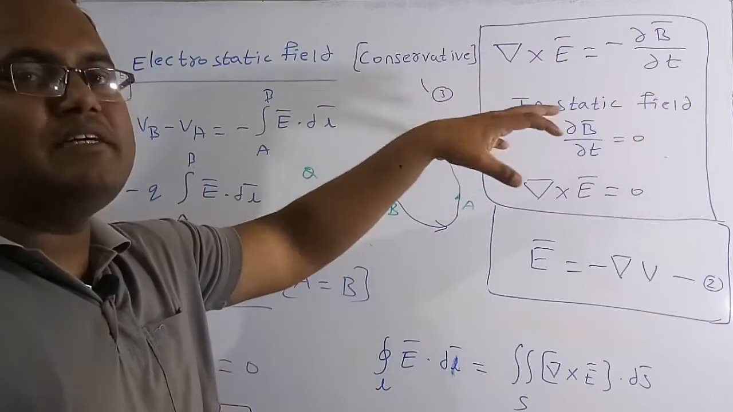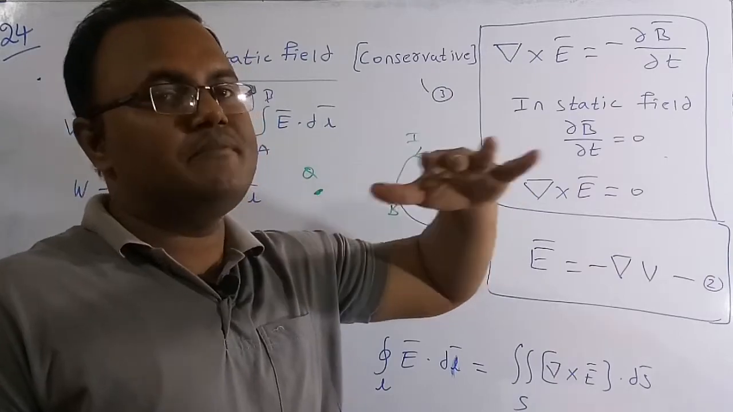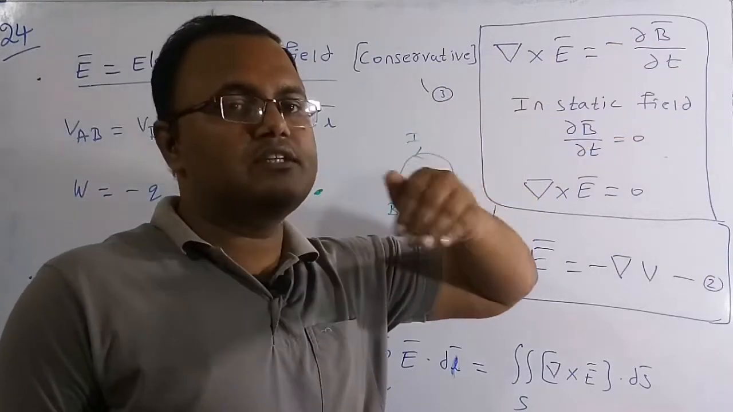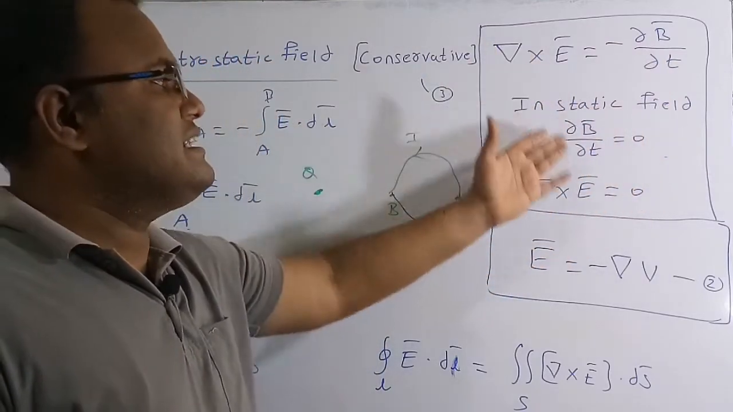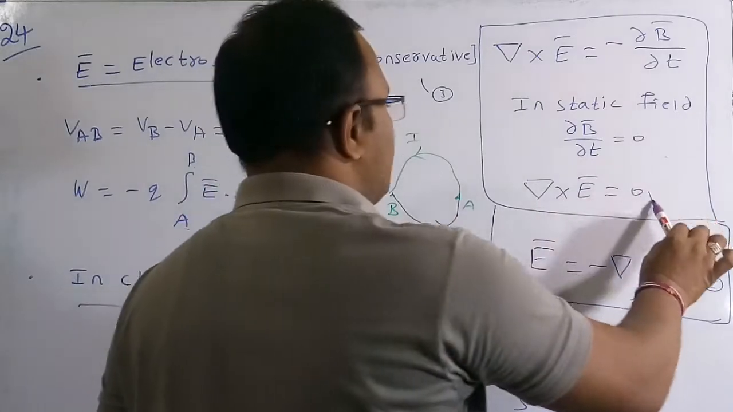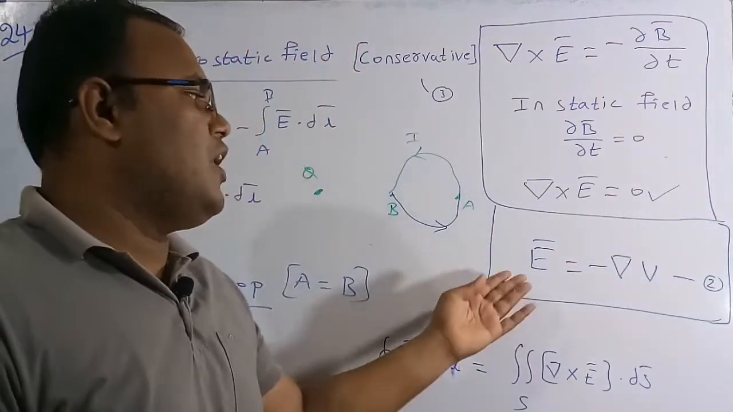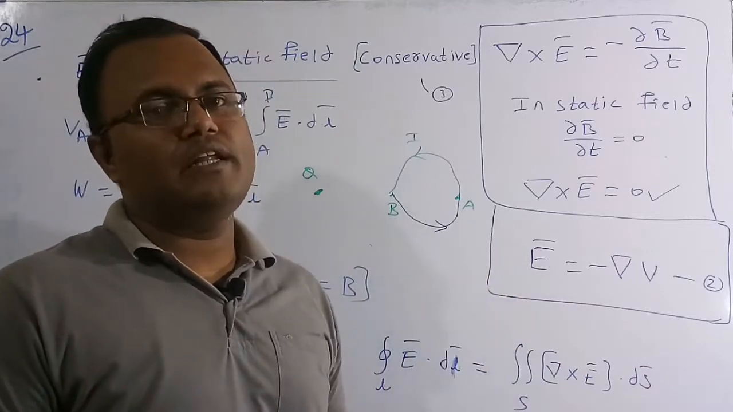Suppose in a static field, the magnetic field is constant with respect to time. Whenever the magnetic field is constant with respect to time, this partial differentiation will become 0. So we can say del cross E bar is equal to 0. So in static fields always del cross E bar is equal to 0, and the proof of E bar is equal to minus del V, this one I have told you in the previous example.